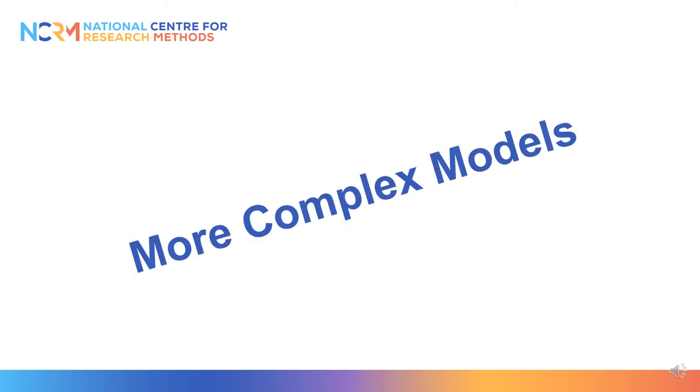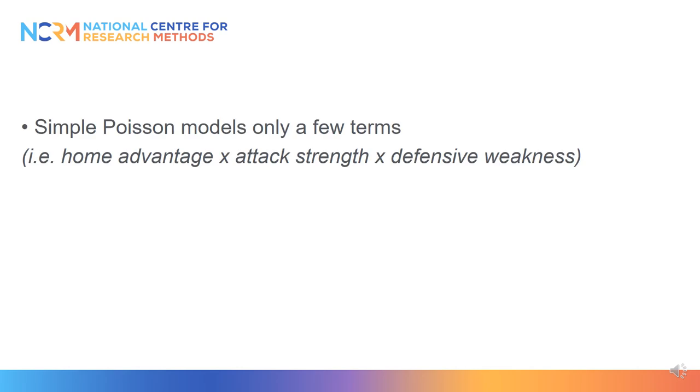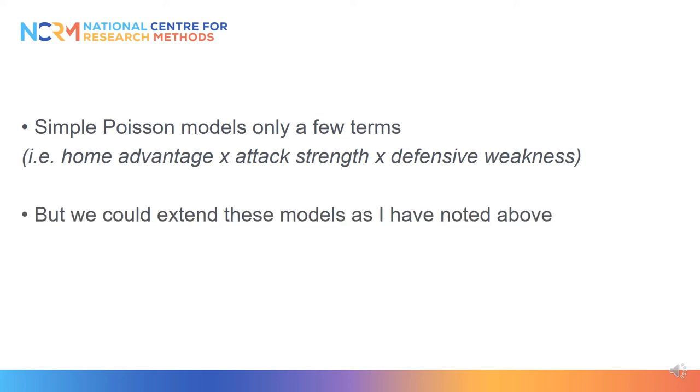More complex models. The models outlined above are simple Poisson models that are the product of only a few terms, i.e. home advantage, attack strength, and defensive weakness. But we could extend these models as we've noted above. You might also have thought of some additional information that could be included in the analysis.